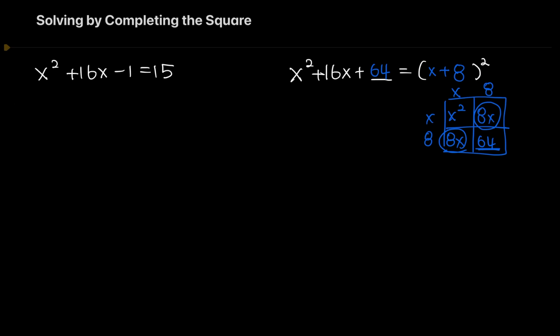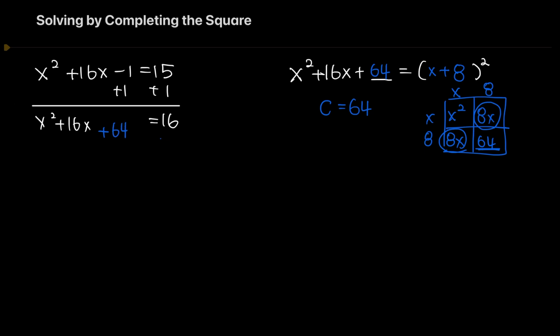From here, you know your special C is going to be 64. I'm going to call this a perfect C. Looking at the original problem, we're given -1. This is not a perfect C, so I'm going to get rid of it by adding 1 to both sides. So we have x squared plus 16x equals 16. Then I put the perfect C in here, plus 64, but I have to do it to both sides so I don't change the value of the equation.